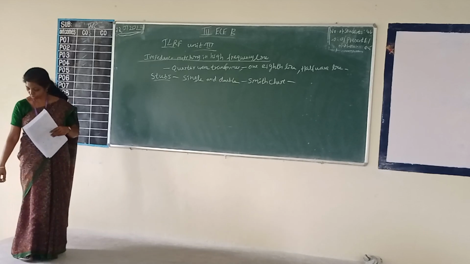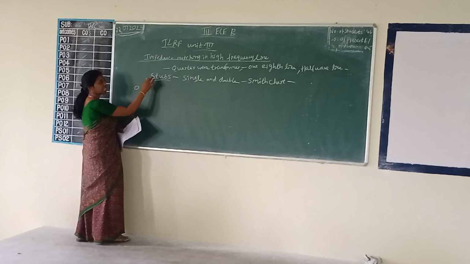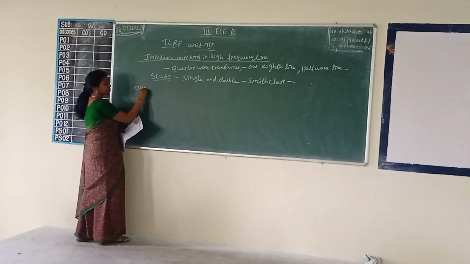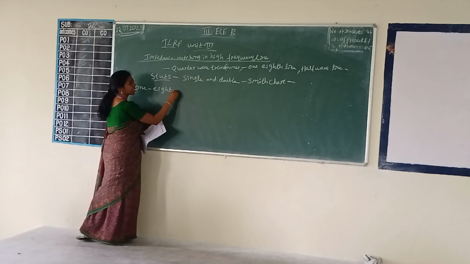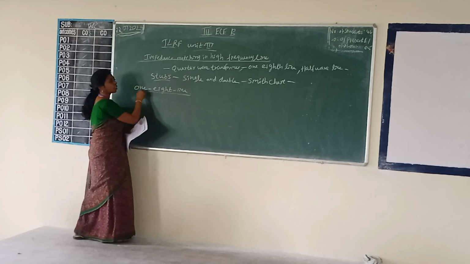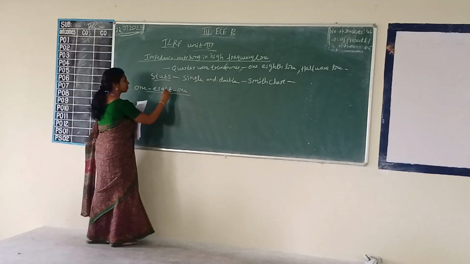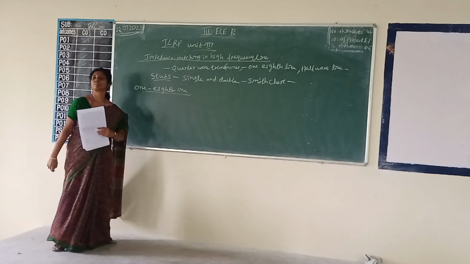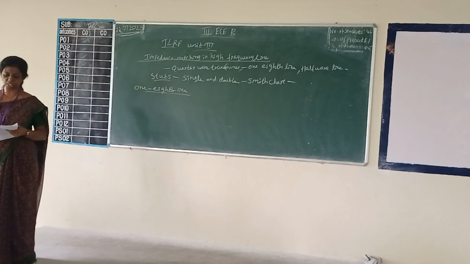The first technique is what? Under the impedance matching, quarter wavelength is a frequency. So first we will learn the 1/8 line and half wavelength, and then we will learn the quarter wavelength. So 1/8 line. Only the lambda value will change.